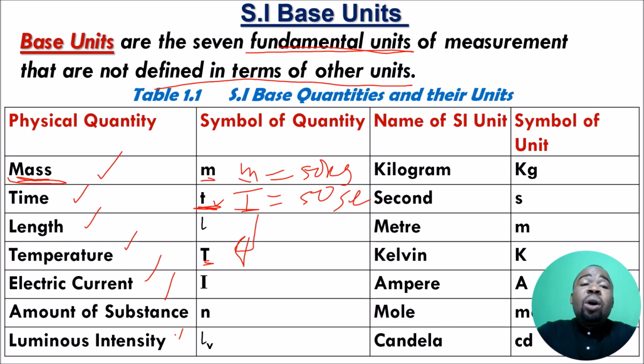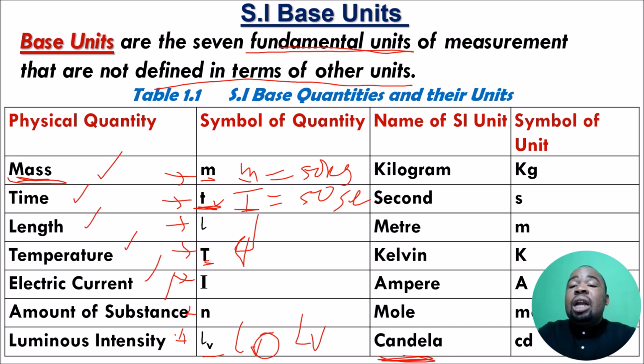Now, for each physical quantity, there is a symbol representing the physical quantity. But I want to dwell on 3 important physical quantities which are new at this level of your IGCSE. The first thing I want to talk about is luminous intensity, which talks about the amount of light, the quantity of light. It has a symbol L subscript V. Please take note, it's not LV. This V is a subscript. So it's L subscript V, and the unit is a candela with a symbol cd.